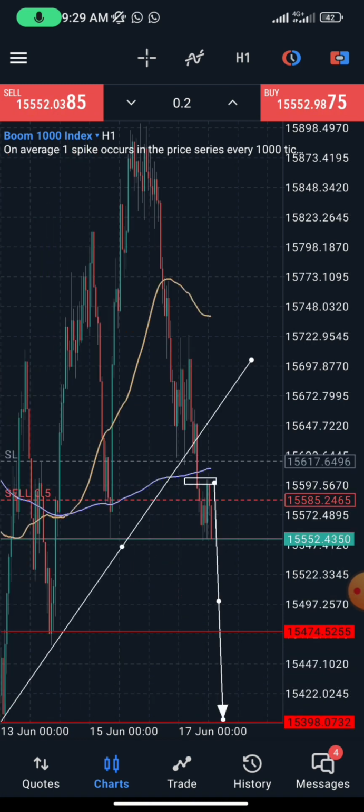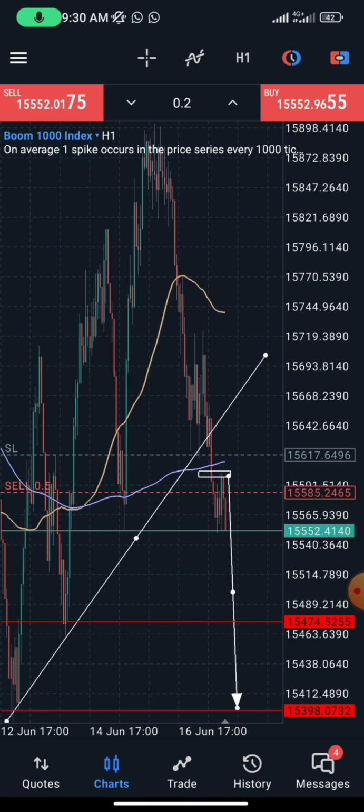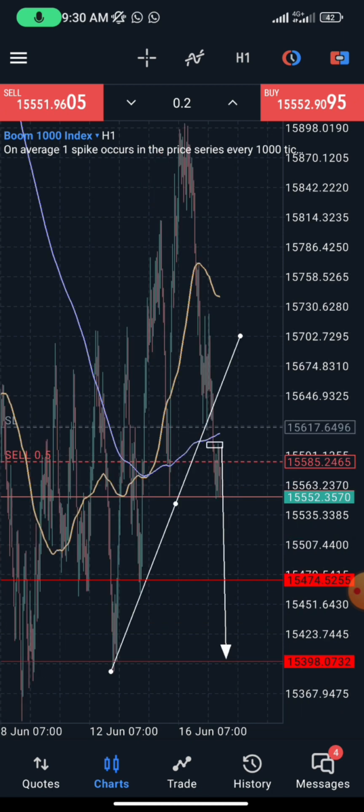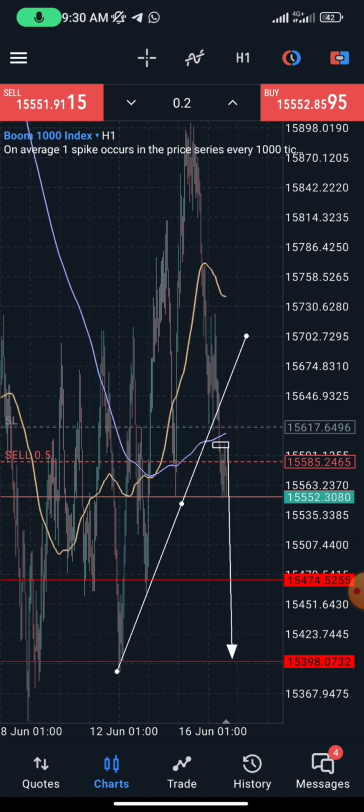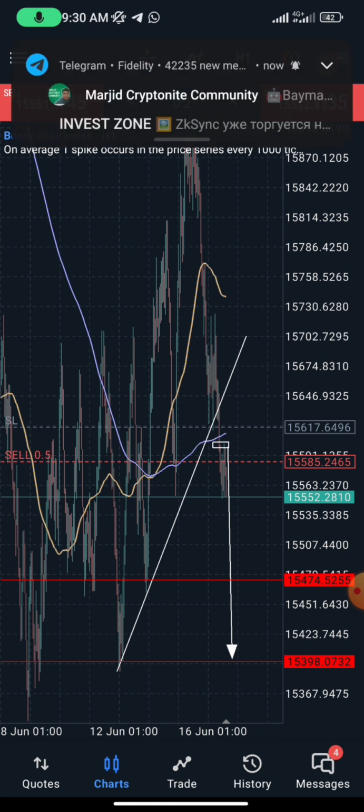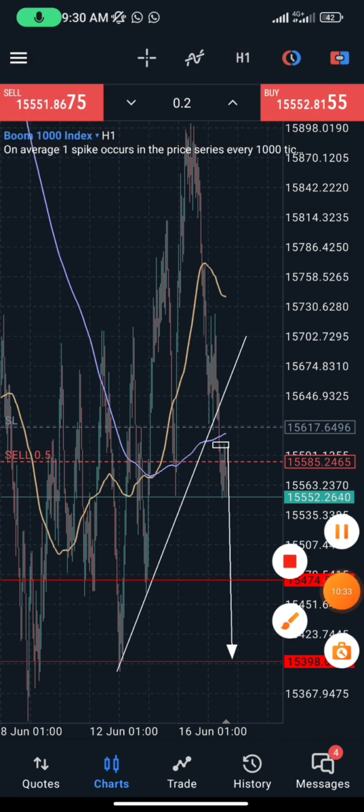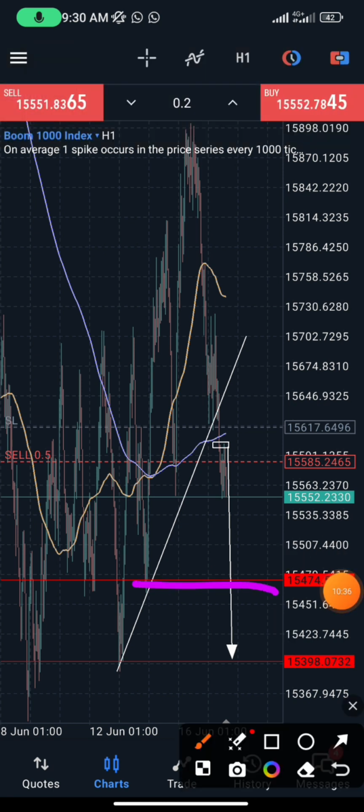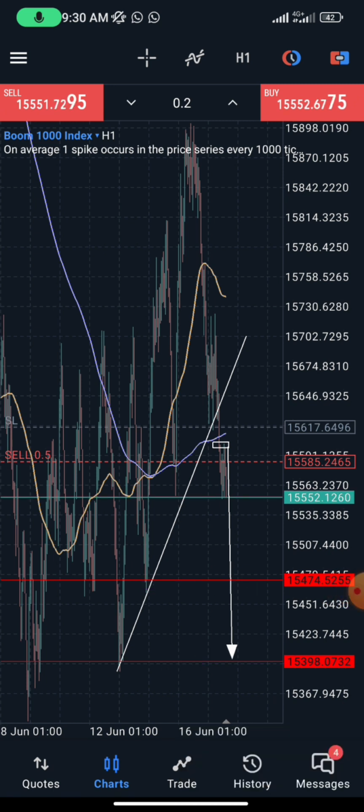And this is it, guys. See this one now. This trade is actually valid. It is very valid because it is supposed to get down to the TPs. This is the first TP here, second TP here, right? So this is what we are expecting the market to do on this Boom 1000. So how did we come about this particular trade on the Boom 1000?